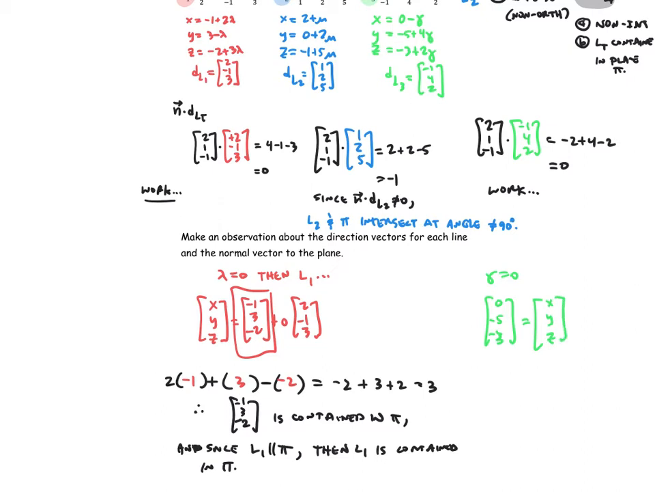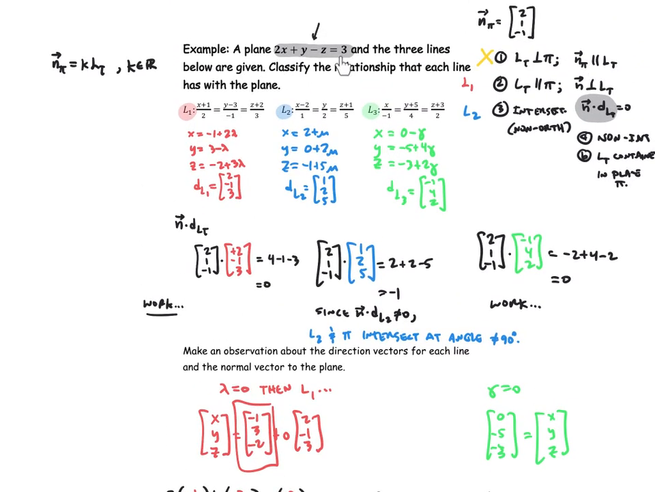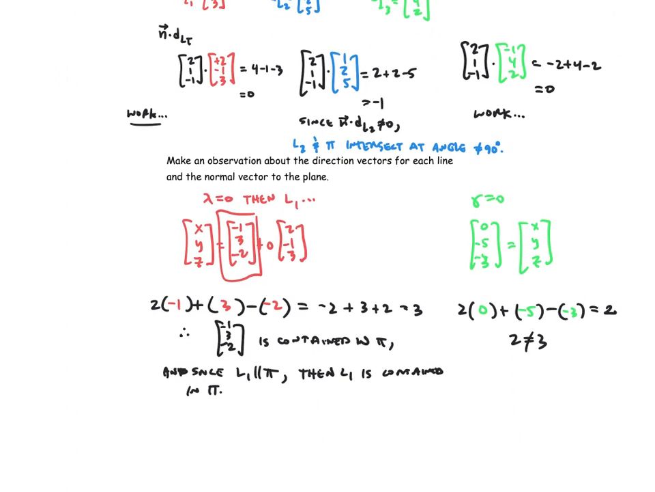Okay, so I'm going to do the same thing that I did before. I'm going to take 2 times x plus y minus z and find out what that equals. So I plug in a 0, a -5, and a -3. What that comes out to be is 2. Now 2 is not equal to 3. Why is 3 important? Because that is the constant that satisfies this plane's equation. Since 2 is not equal to 3, then that means that the point 0, -5, -3 is not contained in pi.